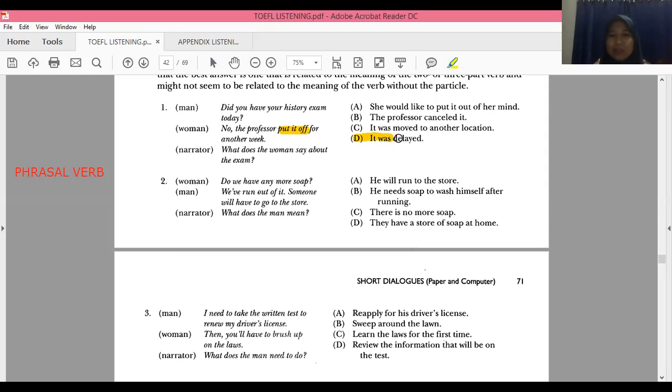Okay, it was delayed. She would like to put it out of her mind. That means melupakan, menghilangkan. The one here is forget.